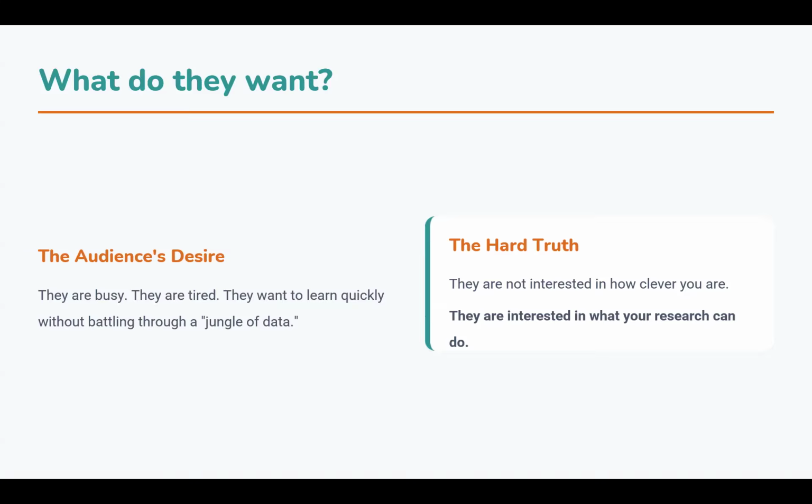The hard truth of this communication is they are not interested in how clever you are in doing this research. They are interested in what your research can do. It's all about your research, not about you. How clever, how brave, how expert you are in your field is irrelevant for them. What your research means to them is the central, hard, and bitter truth. Keep that in mind.